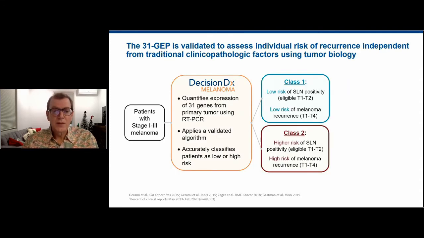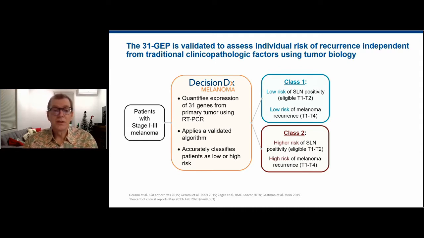So we're going to talk about addition of a genetic test. It's the 31 gene expression profile test known as DecisionDx-Melanoma, and how it can add independent prognostic value to these decision-making trees when we are trying to decide who's at risk for either a melanoma recurrence or the possibility of a positive sentinel lymph node biopsy. And so how is this done?